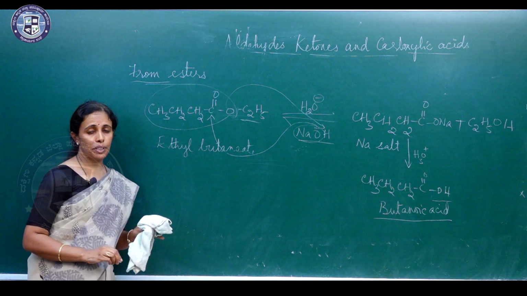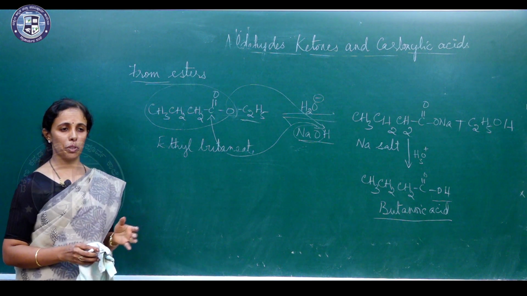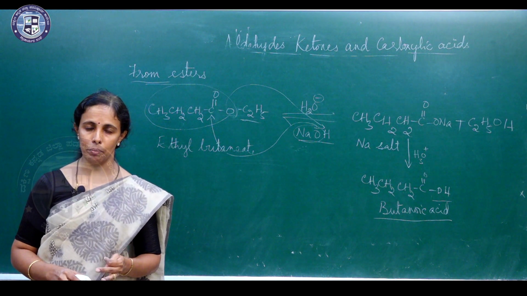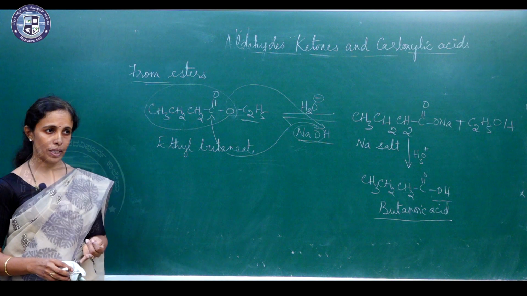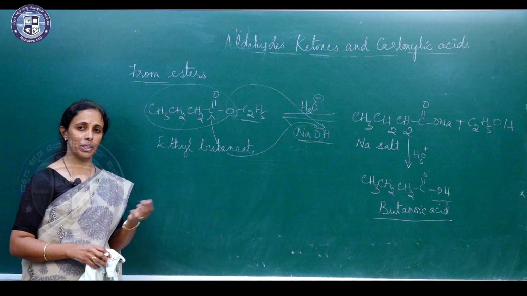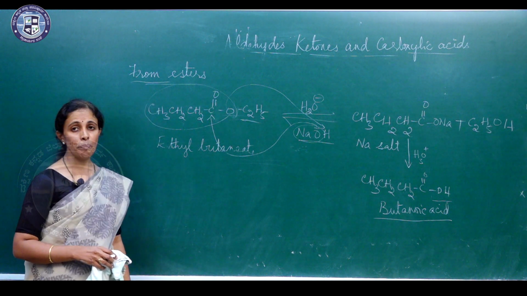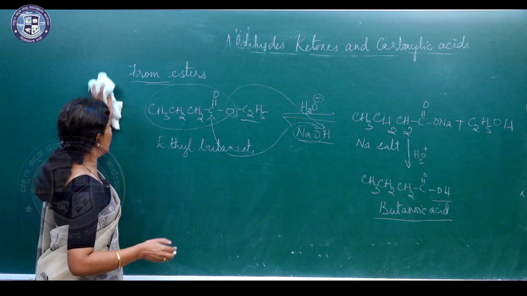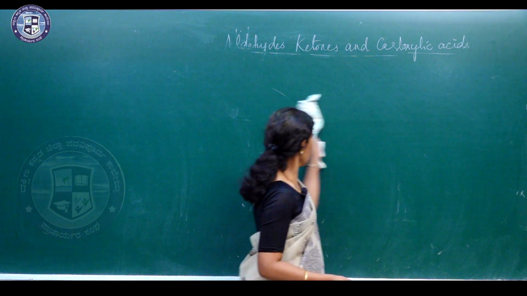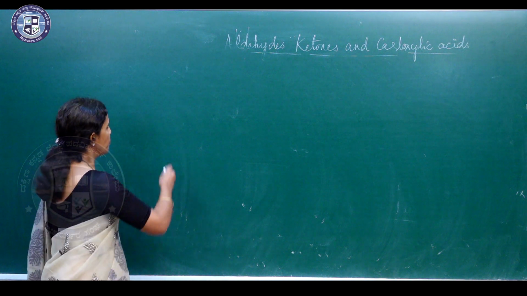So, these are the different methods by which carboxylic acids can be prepared. The first method was from primary alcohols and aldehydes. The second method was from alkyl benzenes. Then it was from nitriles and amides. The fourth method was from Grignard reagent, the fifth method from acid chlorides and anhydrides, and finally from esters. Next we will study the physical properties of carboxylic acids.